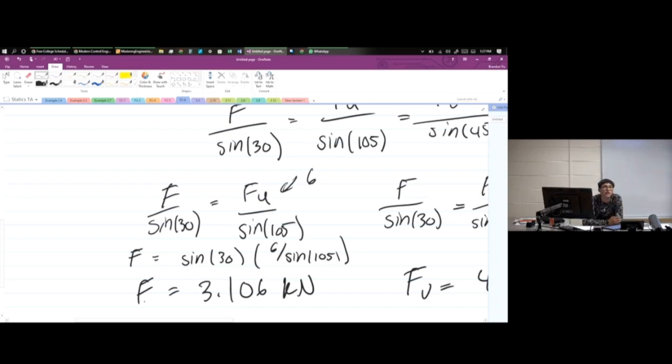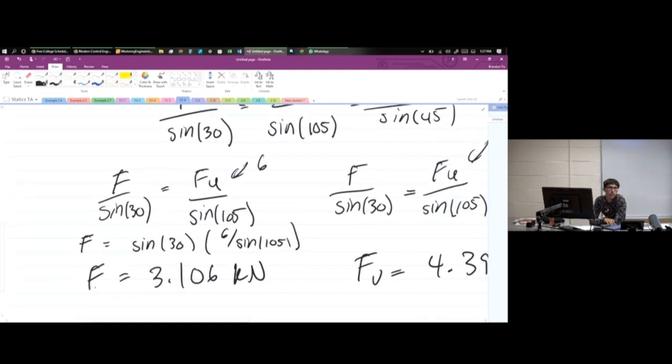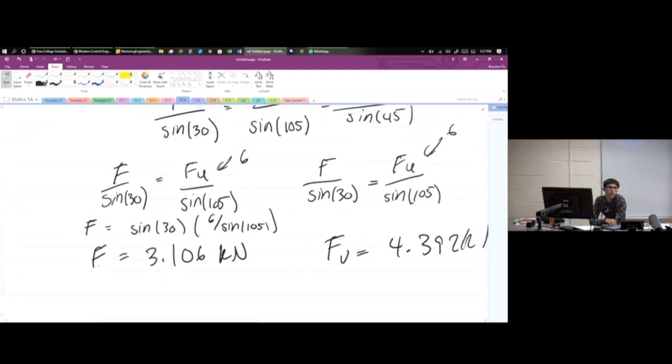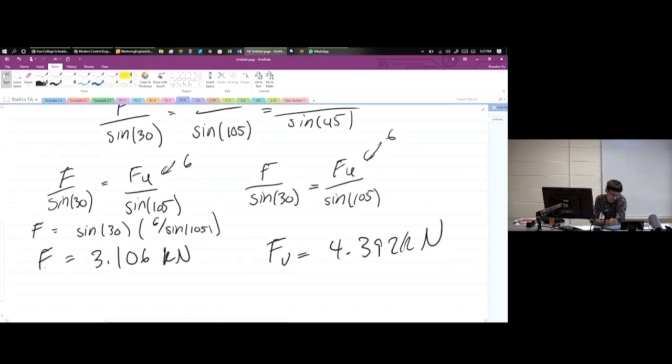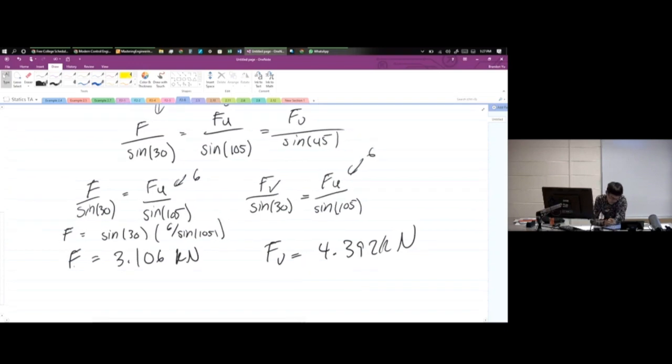It's supposed to be the same thing next to each other. The second one, what you have over FV, because you have everything written twice. Oh, yeah, FV over sine 45.